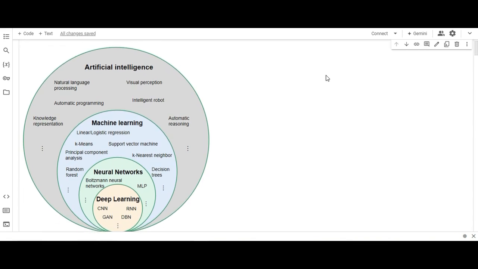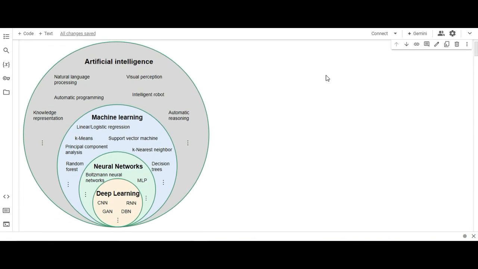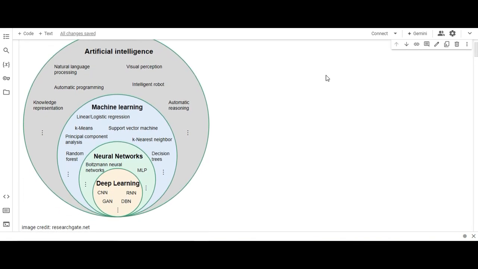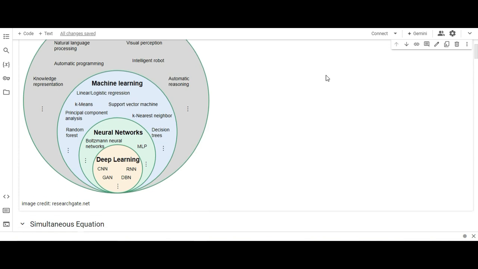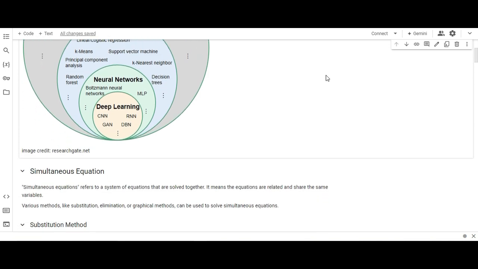Do you remember matrices and equations in school? Well, I'm here to show you how this fundamental knowledge forms the backbone of machine learning, data science, neural networks, deep learning, and AI. So let's begin with simultaneous equations.